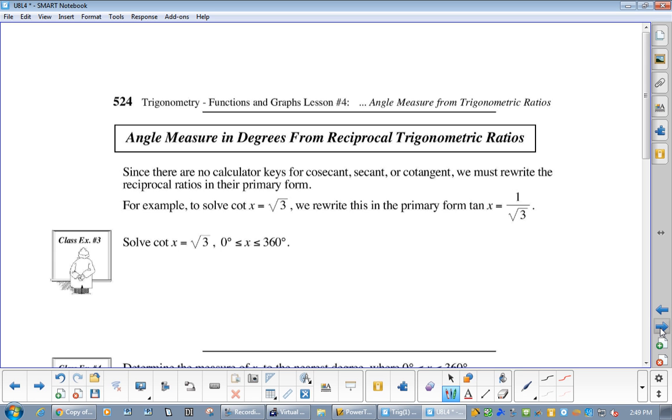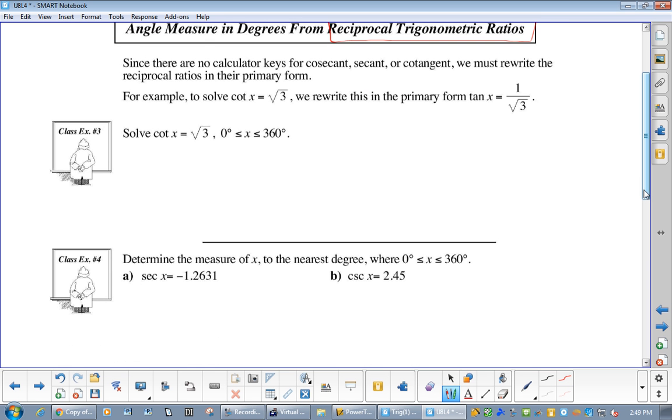Oh, how many more do I want to do? Okay, we're doing a cotan one. Angle measures in degrees from reciprocal trig functions. Okay, again, just another thing we've learned this year, besides radians, is cotan, secant, and cosecant, right? So you've got to always remember who the buddy is, and that will basically make things go pretty smooth if you remember its buddy. Remember, one co per pair. So there are no calculator keys for cosecant, secant, and cotan, so we must rewrite them.